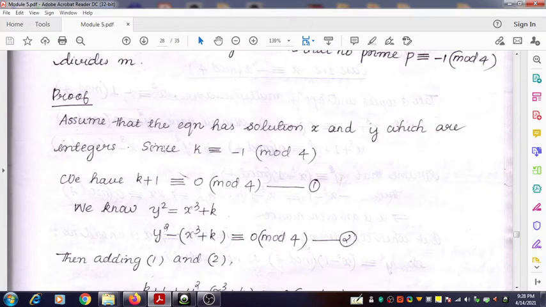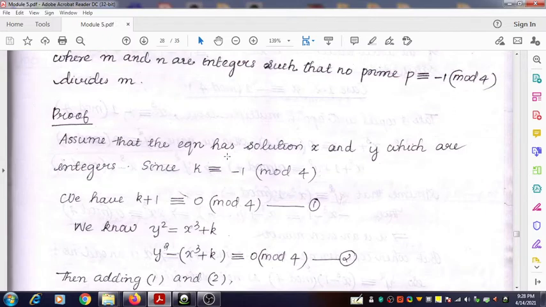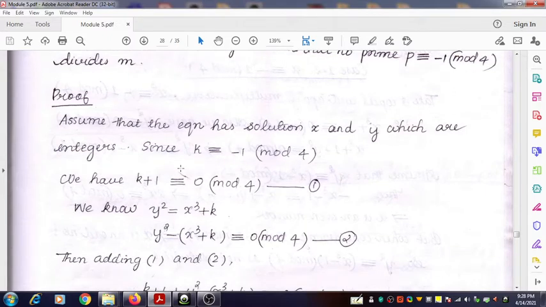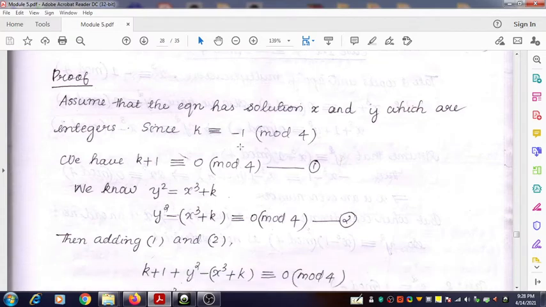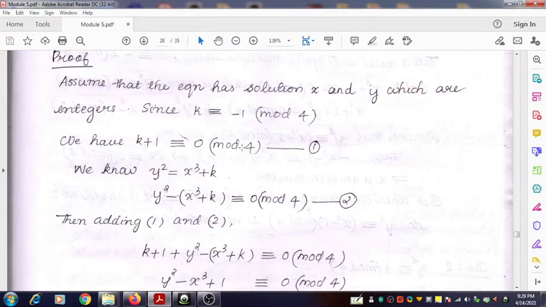Since k is congruent to minus 1 mod 4, finally we will show that if this assumption is true, then by proceeding using this assumption, we will develop a contradiction. In between, we will occasionally make claims on some other points, and in some cases develop contradictions before coming to the end of the proof. But finally we have to develop a contradiction.